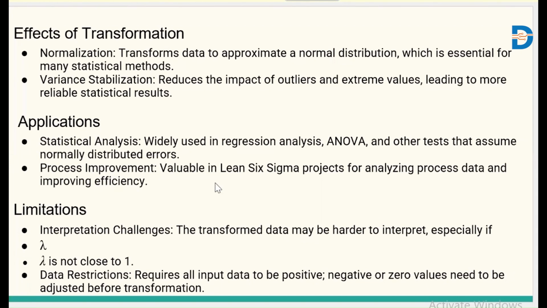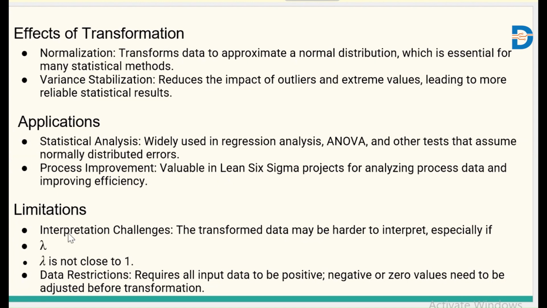Effect of transformation. Box Cox transformation helps us in normalizing the data, transforming the data into a normal distribution, and it also helps in stabilizing the variance. The applications are statistical analysis such as regression analysis, ANOVA and other tests as well, and process improvement. Any process can be defined by a Lean Six Sigma rule, so it helps us in improving that part.